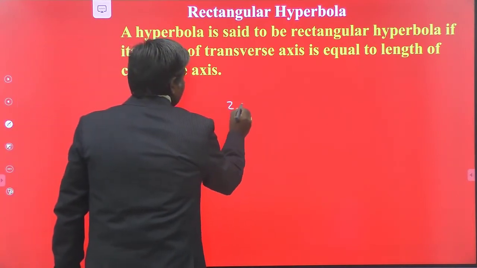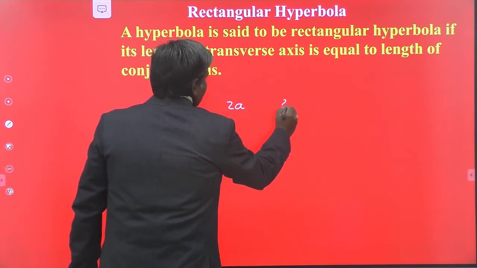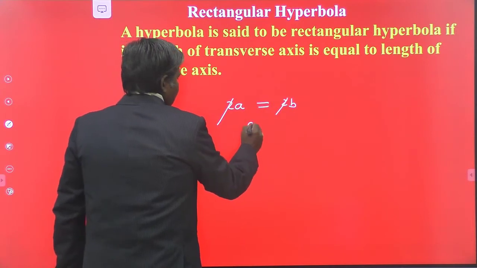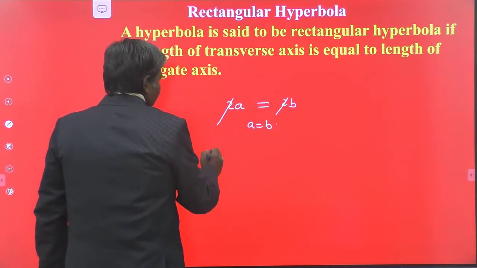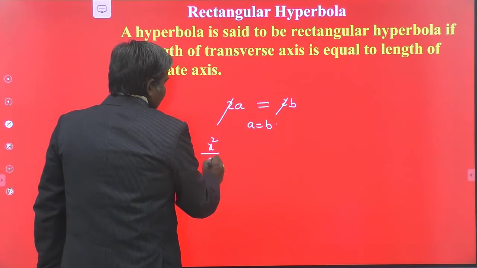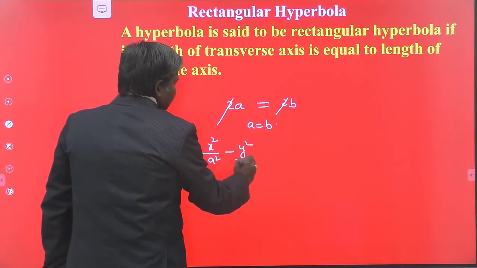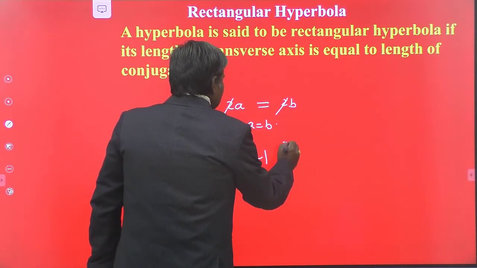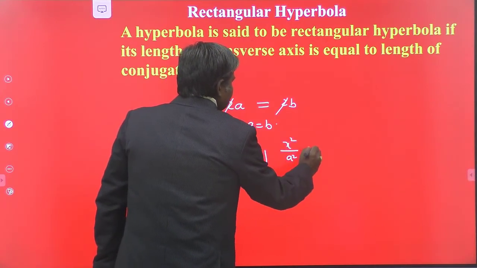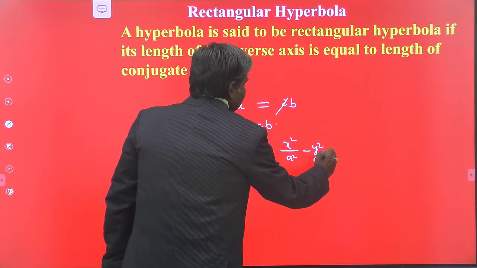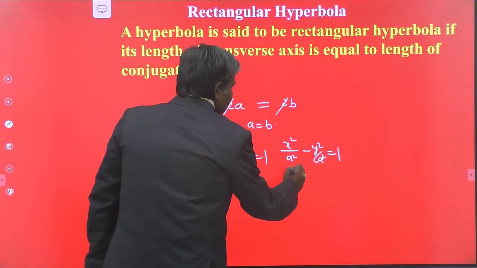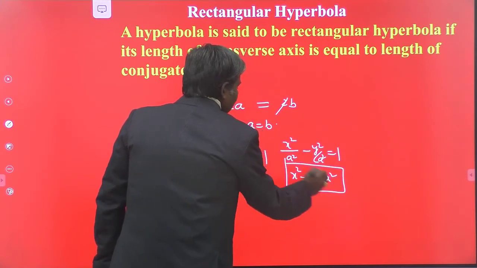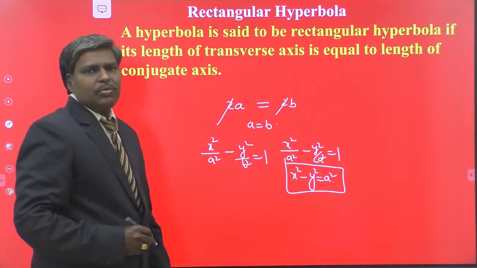Suppose the length of the transverse axis is 2a and the length of the conjugate axis is 2b. 2a is equal to 2b, we mean a is equal to b. Therefore, the equation x square by a square minus y square by b square is equal to 1 becomes x square by a square minus y square by a square is equal to 1. So, x square minus y square is equal to a square. This is called the rectangular hyperbola.